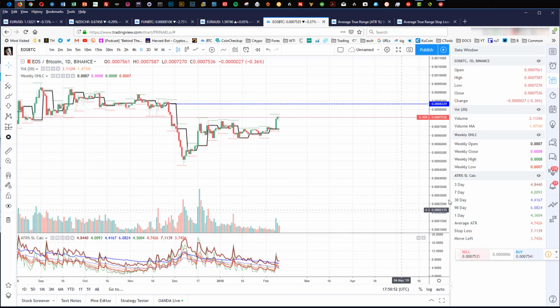So the second to last number here, which is the recommended stop loss, is the ATR times 1.5. And if we actually pull up a long position tool.